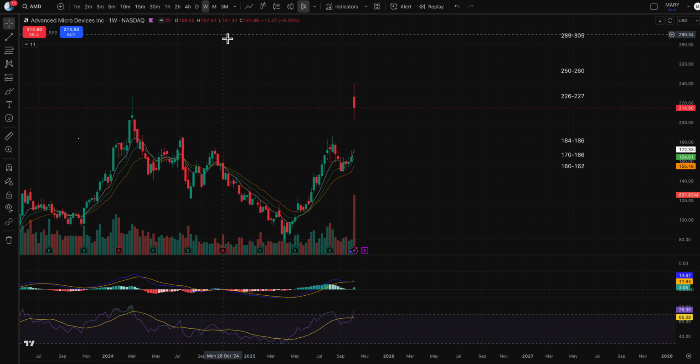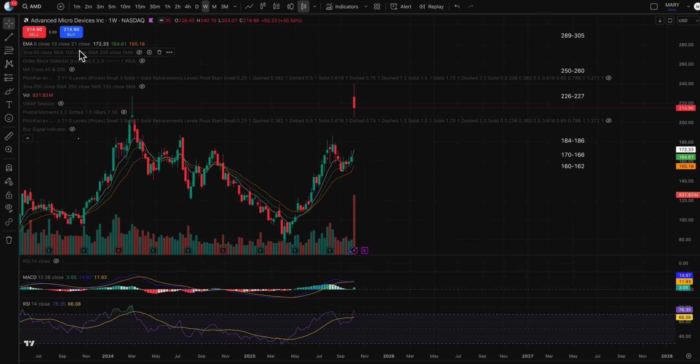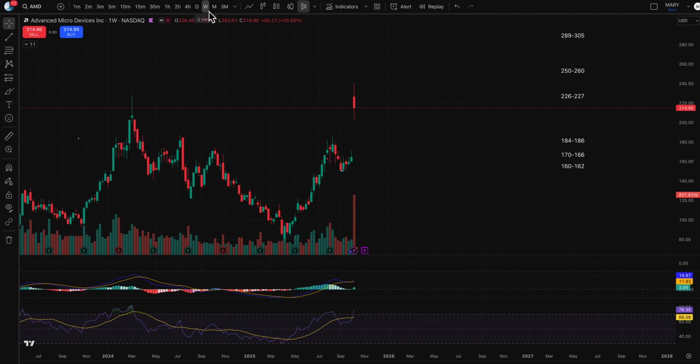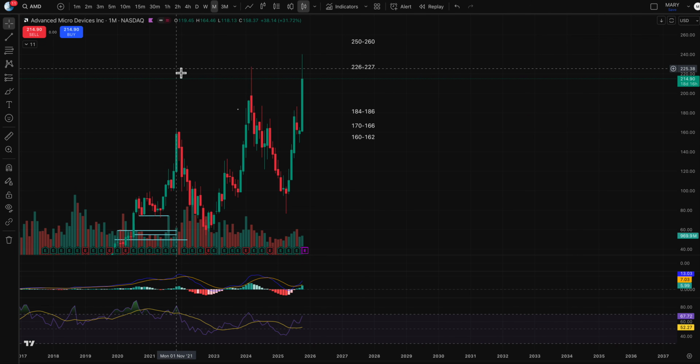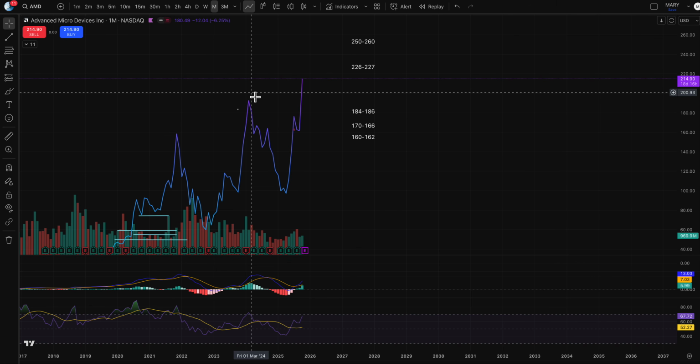Using the weekly and the monthly, we could see AMD forming an inverse head and shoulder. Let's get rid of the EMA first. This is visible in both the weekly and the monthly chart. If you're struggling to spot this inverse head and shoulder, try to switch it to a line. Right here on the left shoulder, you can see the first one, then the head, then the second shoulder, right?